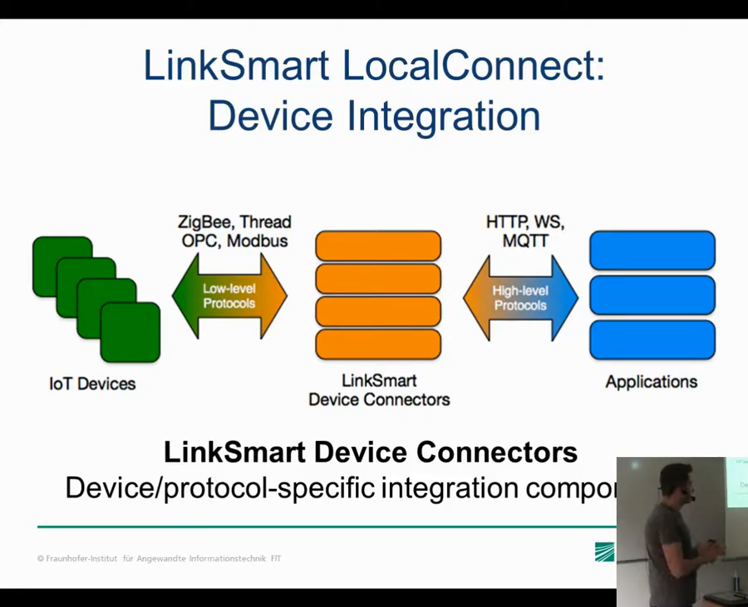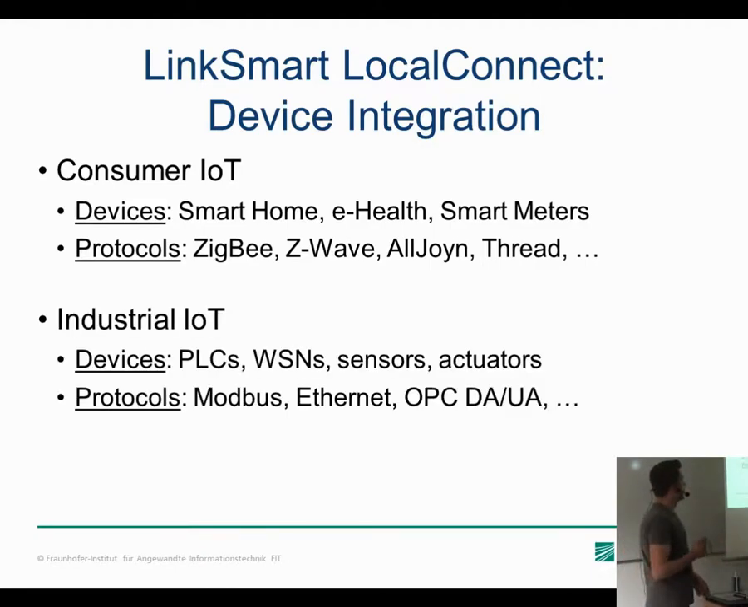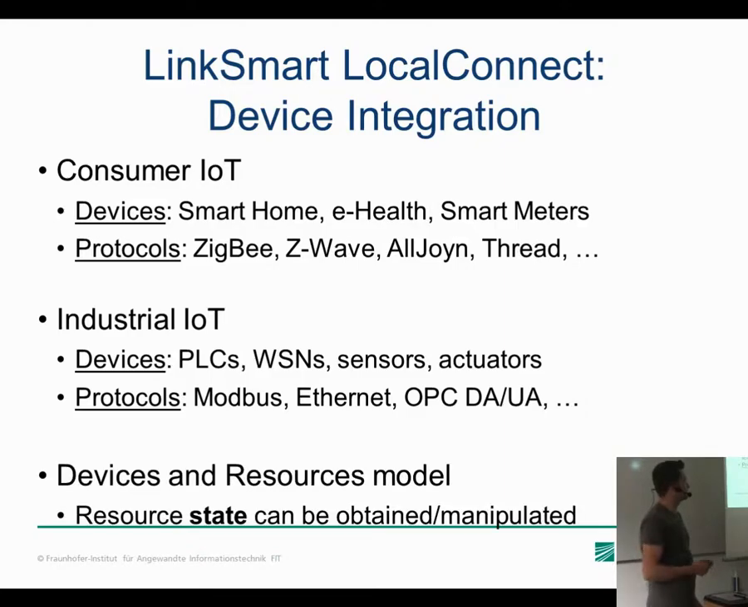Now, the device connectors are device or system and protocol specific. And they are integrating different kinds of devices. On the one hand, we have the consumer IoT devices, which I already mentioned, with their own set of protocols. Then we have the industrial Internet of Things devices with their own protocols and their own kinds of devices like PLCs and wireless sensor networks. So the device connectors abstract different kinds of devices, both consumer electronics and industrial IoT devices, using the device and resource model. The device and resource model is rather basic.